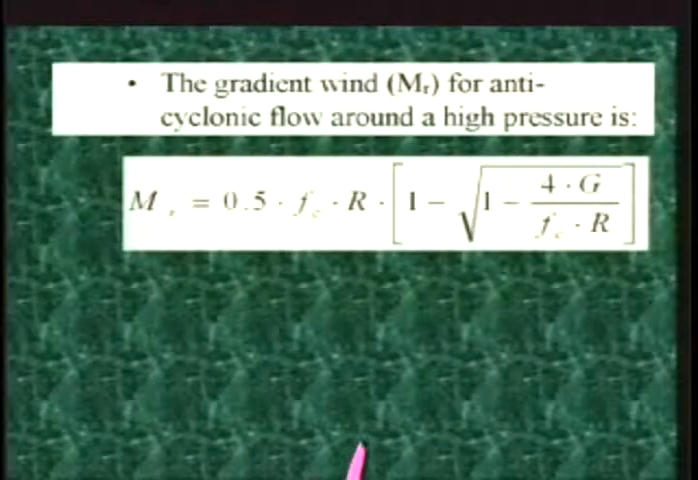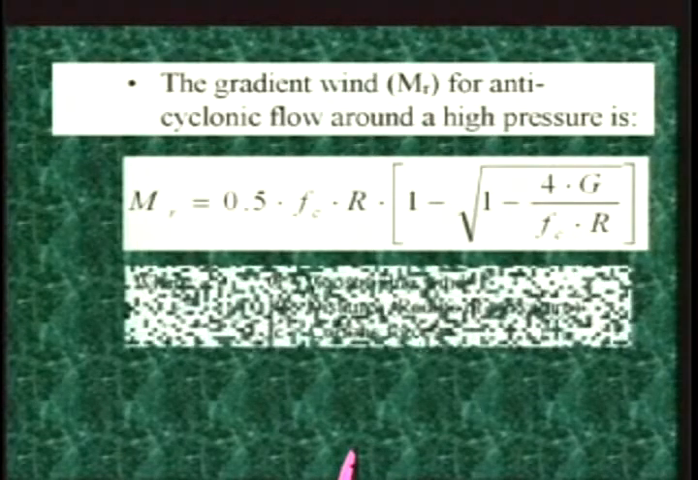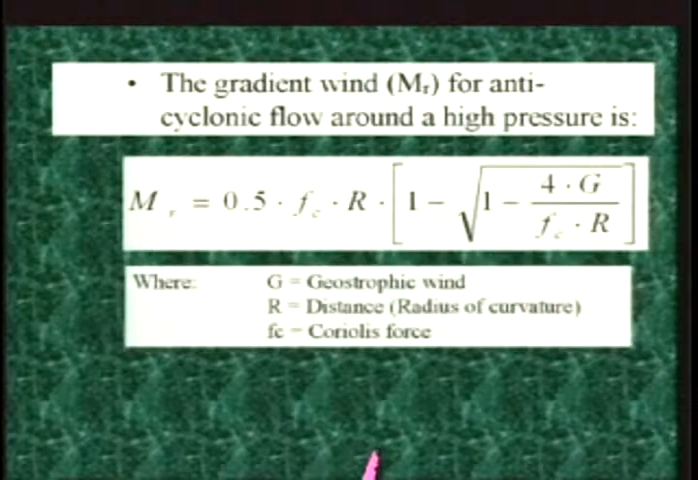The gradient wind for anticyclonic flow around high pressure is given as follows. So there are two different equations, one for cyclonic flow and one for anticyclonic flow. And here are your variables in both of those. G is your geostrophic wind. R is your distance or radius of curvature. And F sub C is your Coriolis force. So those are your primary variables that come into play to determine the gradient wind.